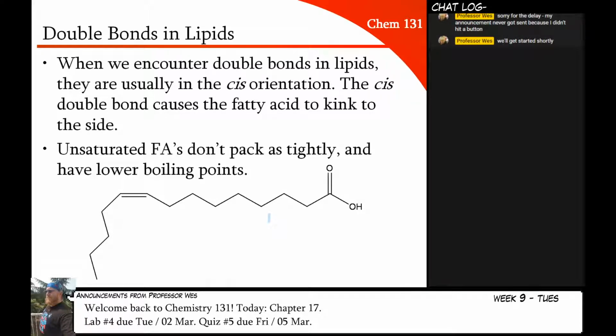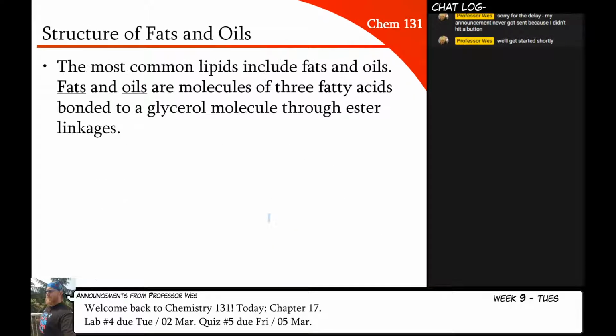All right. That's literally the same slide as before. I don't know why I have that slide in there.